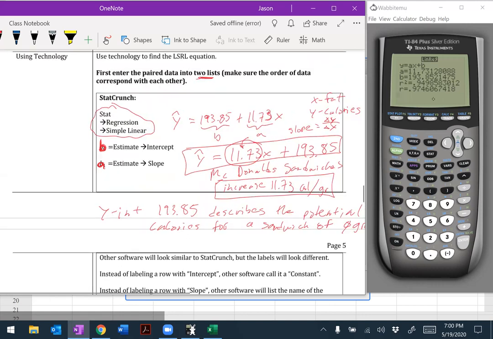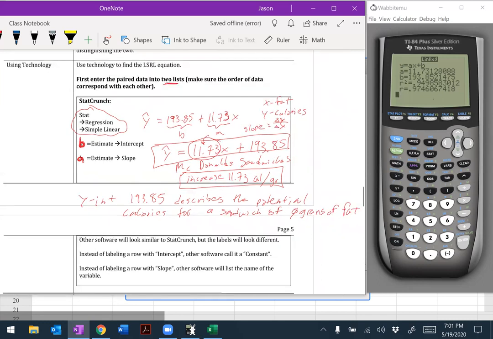It's the starting point. Now, could this ever go lower than 193? Well, I can't predict that, because we can't have negative calories, right? We can't have negative calories. And we also can't have negative grams of fat. So if we start putting in negative numbers in there to try to get this thing to go lower, it's not going to work.